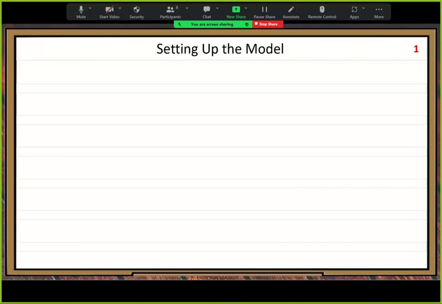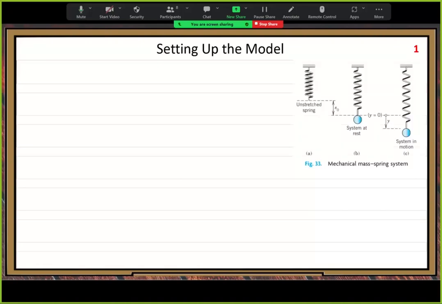Setting up the model. Let's look at the model. So in middle school, probably you saw this system before. I remember I learned this topic in middle school, junior high.